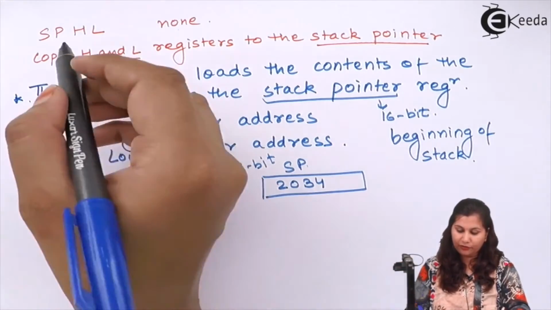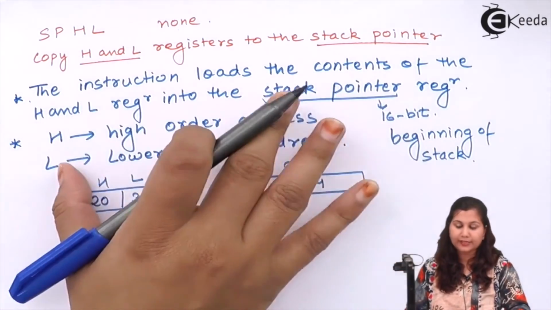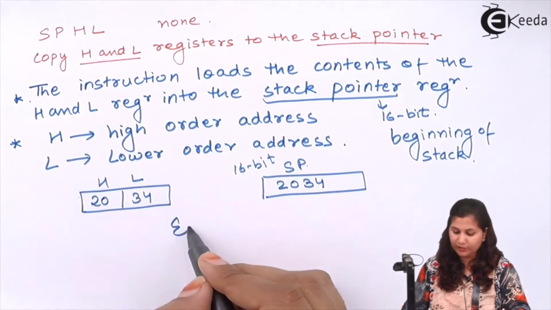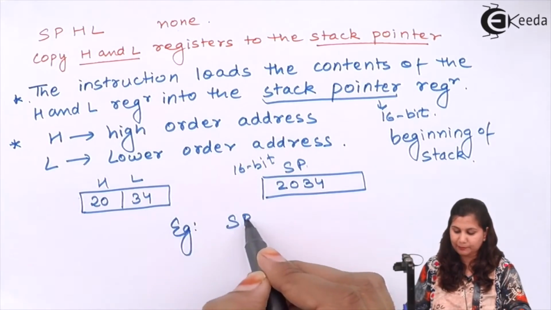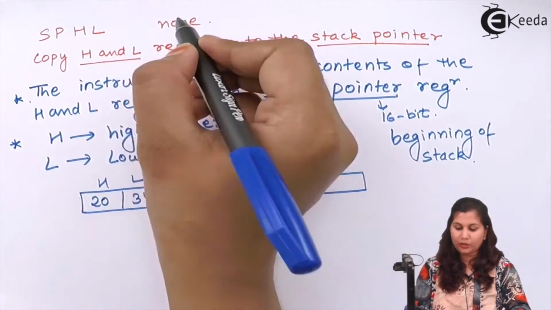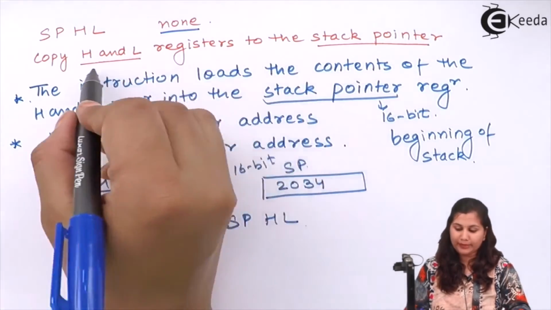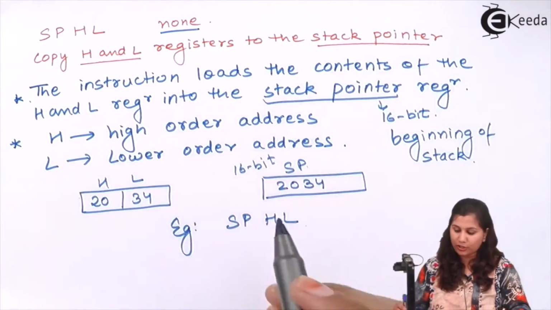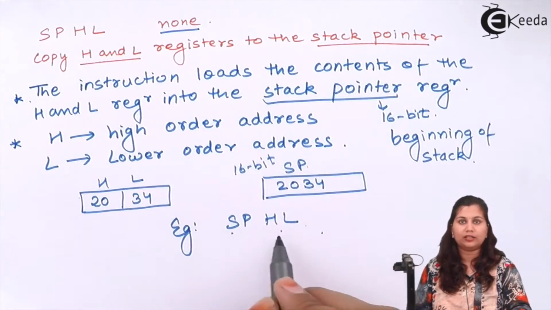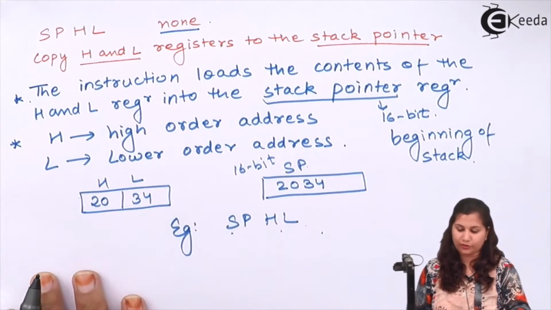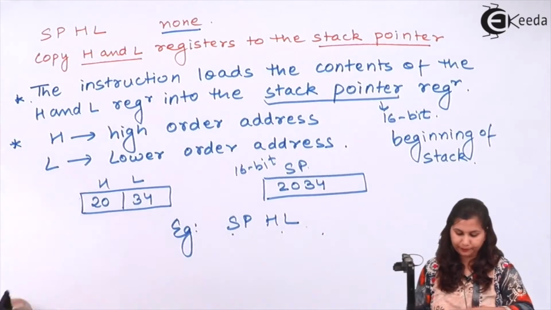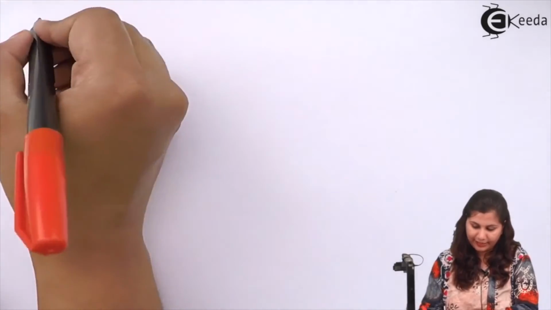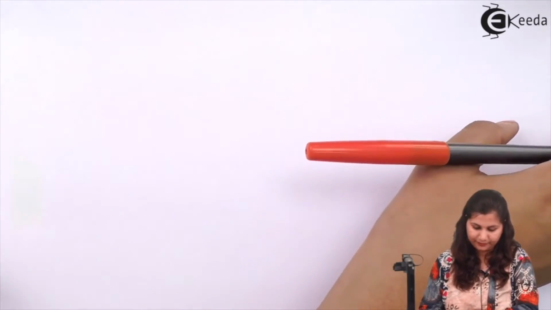So if we want to execute this instruction, then the example is just SPHL. Because no operand is specified in the instruction, we just write SPHL to execute this instruction. Next we have XTHL.